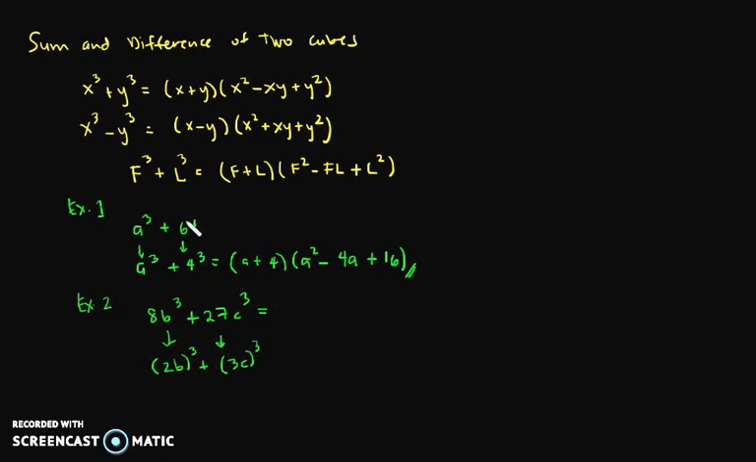Now that it is in the form of first cubed plus last cubed, I will use the formula. That will simply be 2b plus 3c multiplied by the first quantity squared, that would be 4b squared, minus the product of the first and last quantity, that would be 6bc, plus the square of the last term, that would be 9c squared. This will be your final answer.